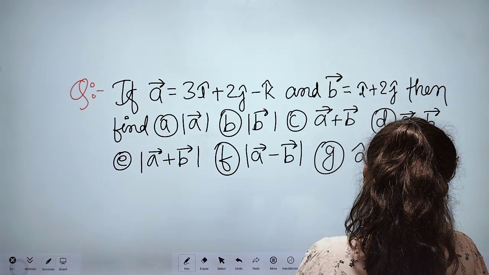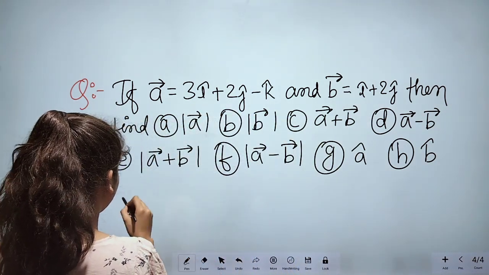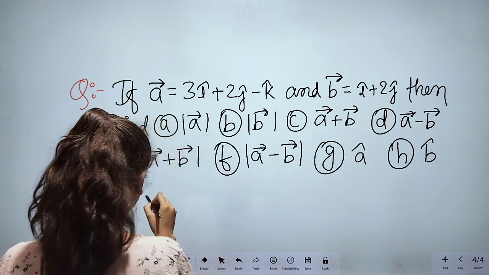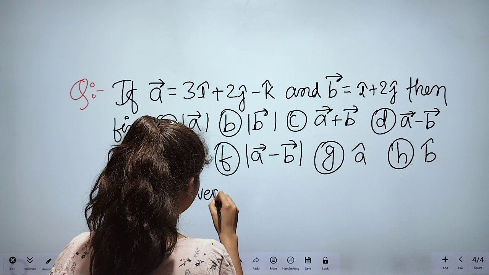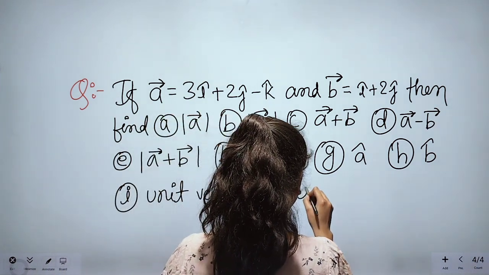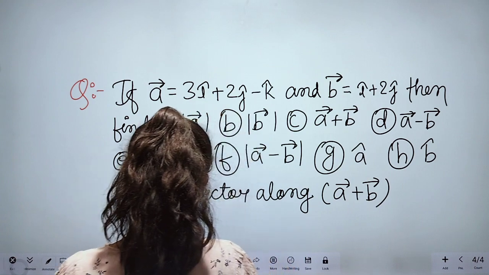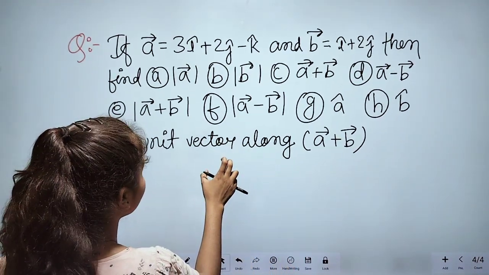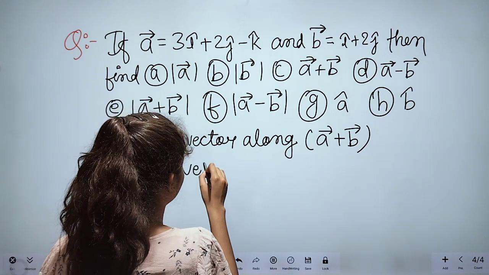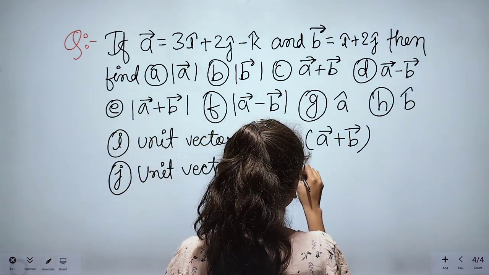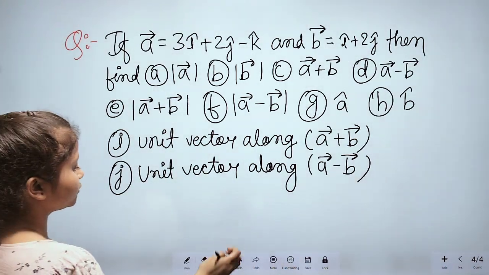In G you have to find A cap, in H B cap, then the unit vector along A vector plus B vector, and the unit vector along A vector minus B vector. Okay, so let's solve this question.